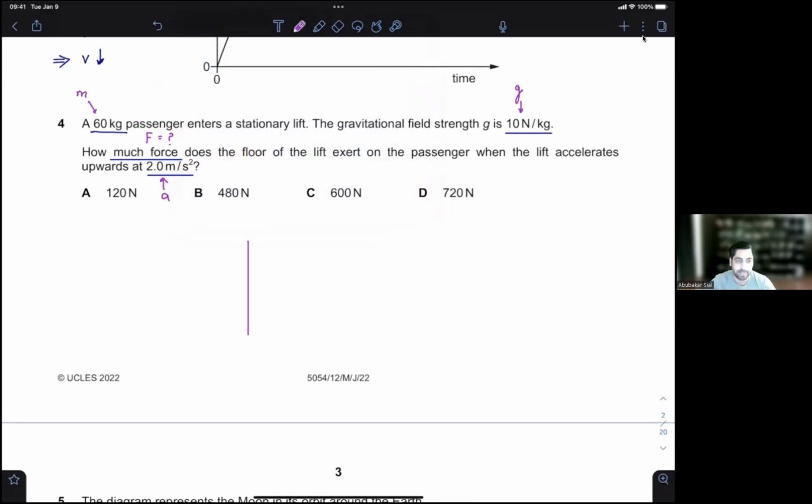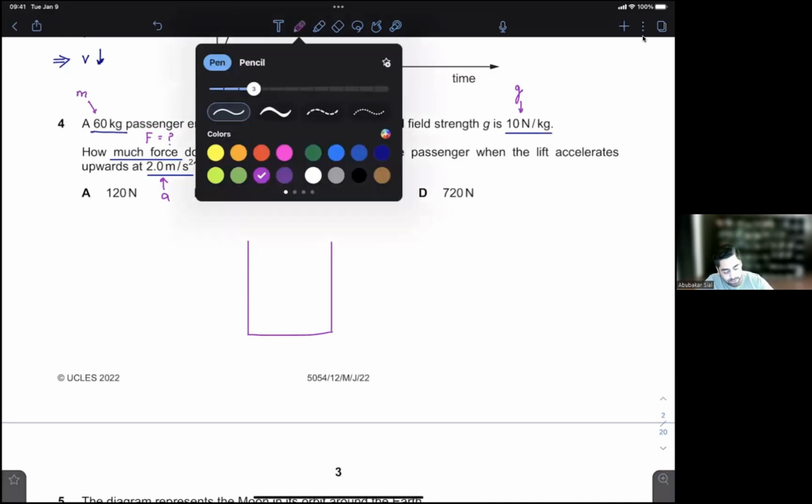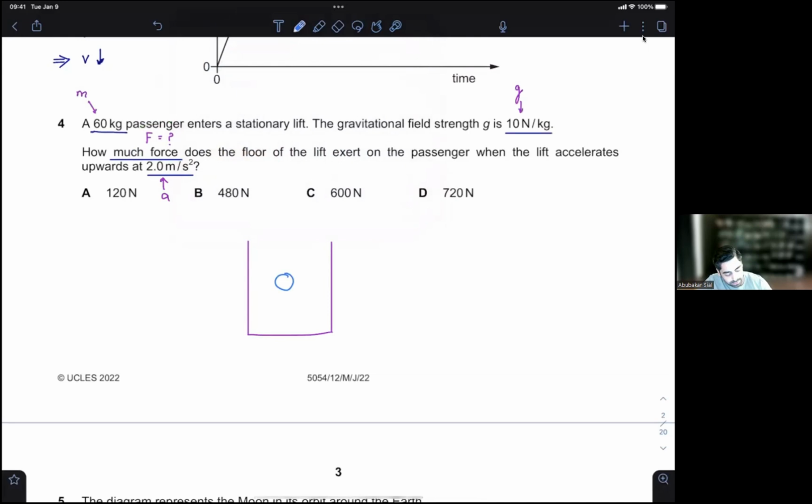Now, in this case, this is a very good example of a question where you should bring a diagram into the picture. So just a very simple sketch where we draw a person standing on the lift. We say, okay, what's the downward force? That's the weight, which is going to be equal to mg. And the lift will exert an upward force. Let's call it F up. And therefore, because of these two forces, he's going to accelerate at 2 meters per second squared upward.